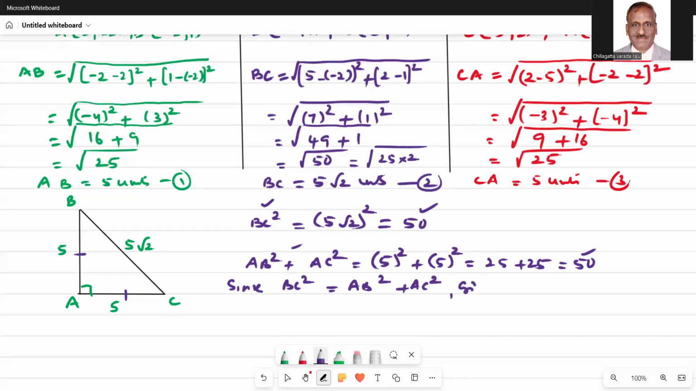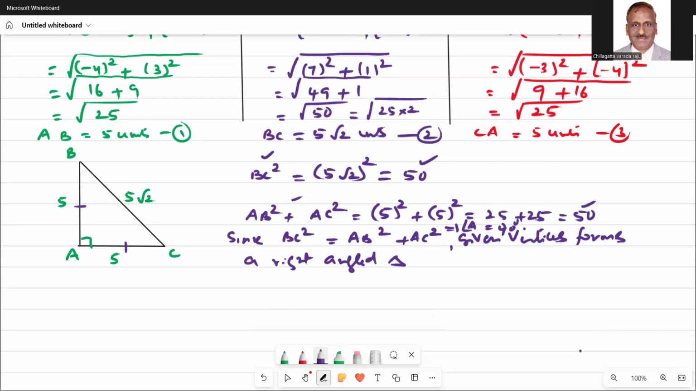Given vertices form a right angled triangle. So BC square equals AB square plus AC square implies that angle A is equal to 90 degrees. So in a triangle, if one of the angles is equal to 90 degrees, that triangle forms a right angle triangle, and the given vertices also form a right angle triangle. That also you can mention.